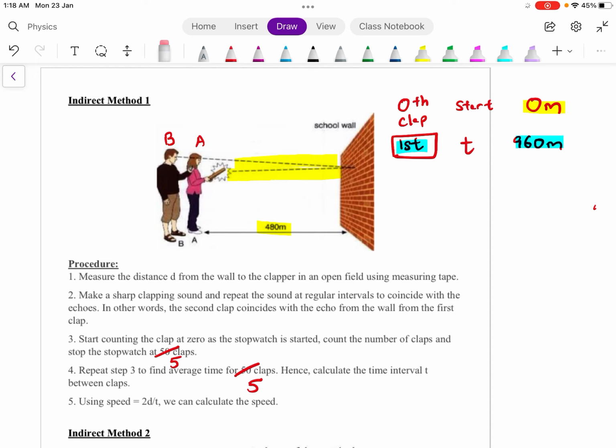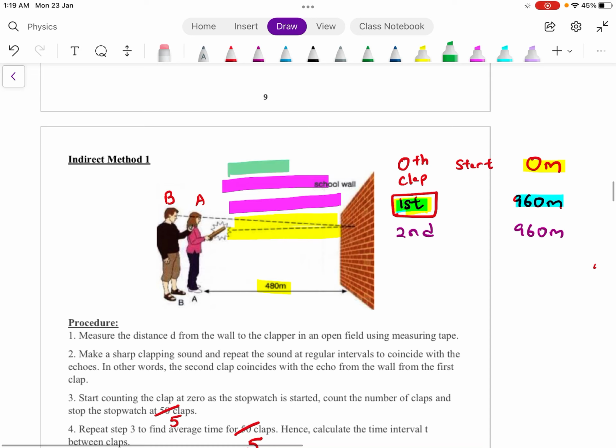Okay, let me just erase first. After that, because she clapped for the first time, the sound will travel to and fro again. So this is another 960 meters. She hears the second echo, and she will clap for the second time. Then the sound will travel to and fro again, so already 960 meters. She hears the echo for the third time.